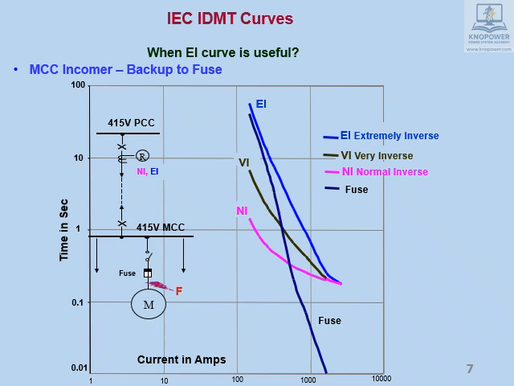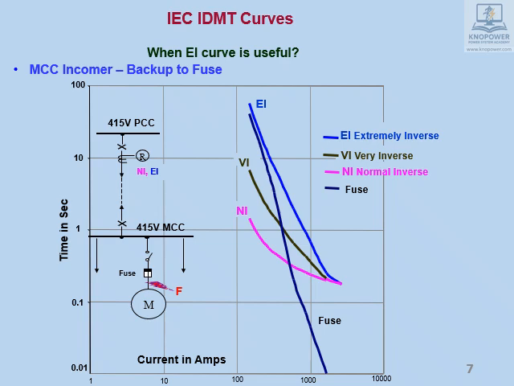Let us see now where to apply EI characteristic. Its major application is for backing up fuse. In MCC, outgoing is motor feeder protected by fuse in majority of cases. Incomer to MCC is breaker which gets the trip signal from the relay. What is the characteristic we should choose for the relay? NI, VI or EI? The characteristic of fuse as well as NI, VI and EI are plotted.